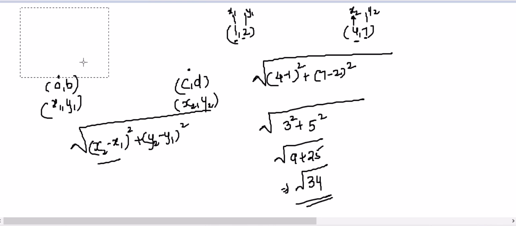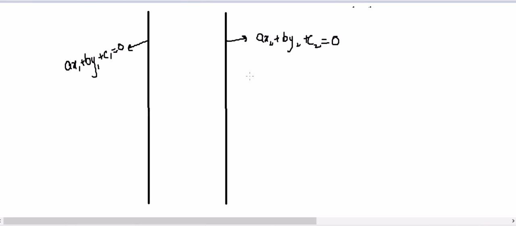So let me draw 2 lines. So it's distance between 2 parallel lines. In their general form, let us say this is a x1 plus b y1 plus c1. This is equal to 0. This is the equation of first line. And a x2 plus b y2 plus c2 is equal to 0. This is the equation of second straight line. And now you need to calculate the distance between both.